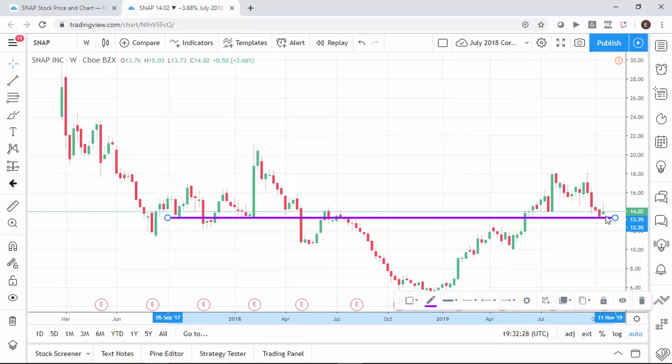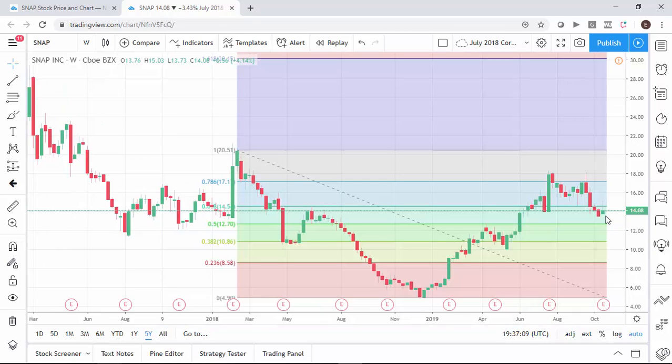I like the fact that the MACD is crossing over, but again, the MACD can be somewhat fickle. The fact that we're right around a very, very important price range that has been significant for this company over the last couple of years is very good. It's a good key that something may happen.